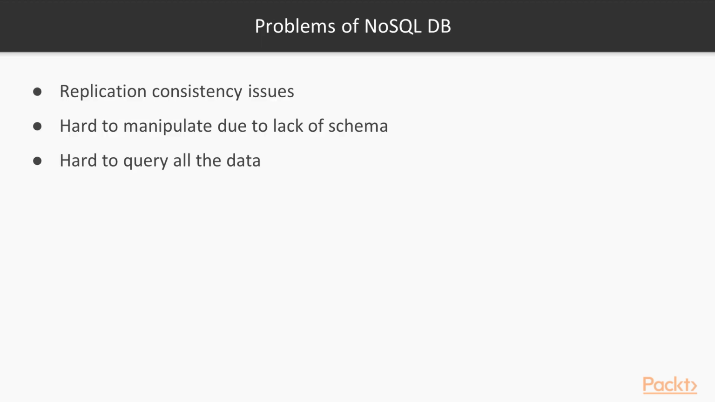There are some problems with NoSQL databases: replication and logical consistency issues, because these databases scale very well. They will grow very big, and then replication can be a little bit problematic, and consistency as well. But in general, good database engines will take care of handling this. And because of the lack of schema, it's kind of hard to manipulate the data, because in some cases you don't know what you're going to get back from the database. And because there is no SQL, sometimes it's hard to query all the data, and because of the way the database is laid out, it's quite hard to get all the data.